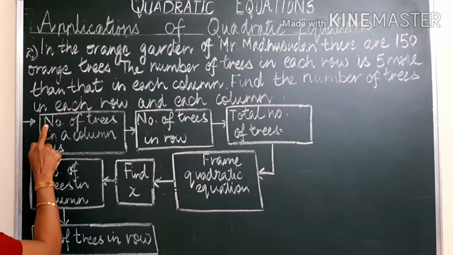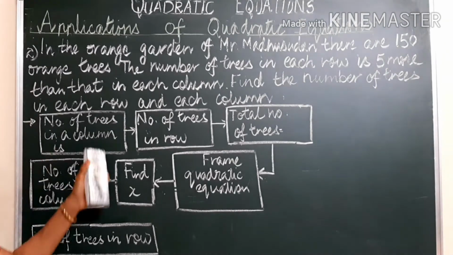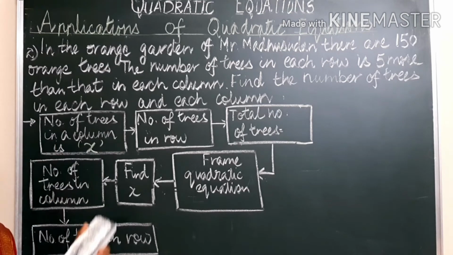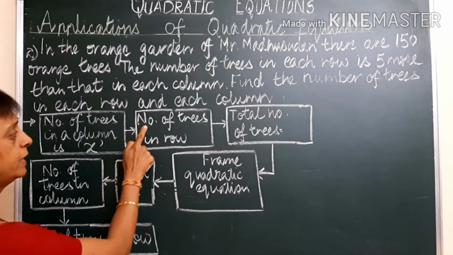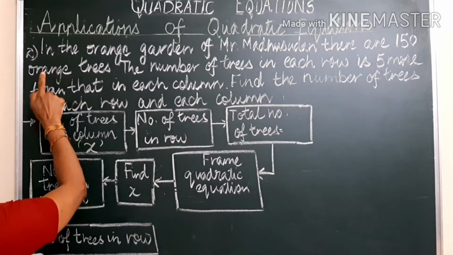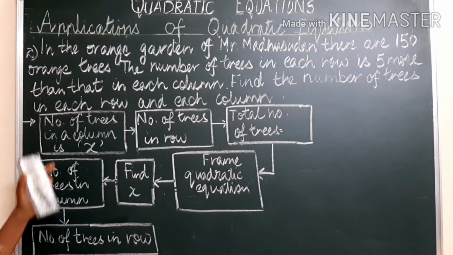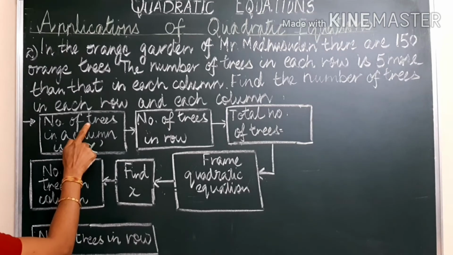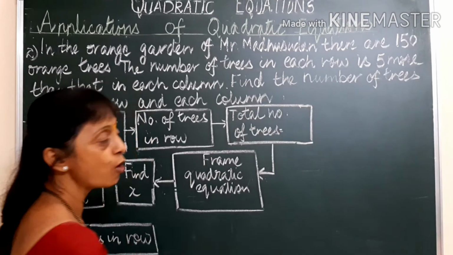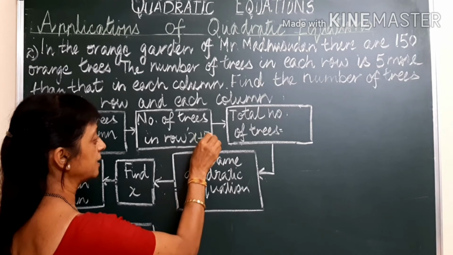The first one, number of trees in a column is. So let the number of trees in each column be x. So number of trees in each column is x. Now how many trees will be there in each row? Looking into the relation that they have given, the number of trees in each row is 5 more than that in each column. So in each column, if there are x trees, the number of trees in each row will be 5 more. Means what? Plus 5. So it will be x plus 5.